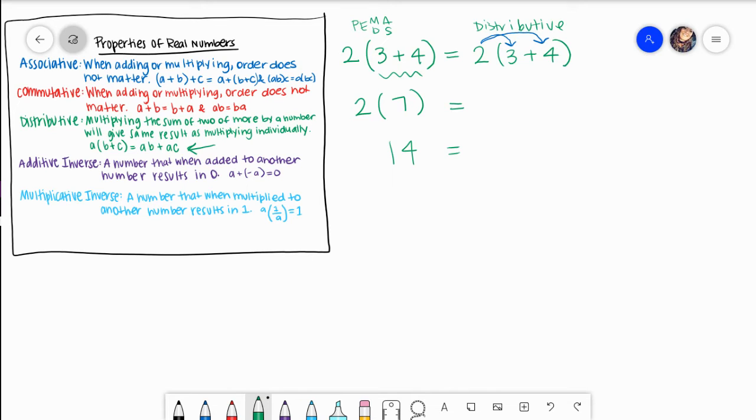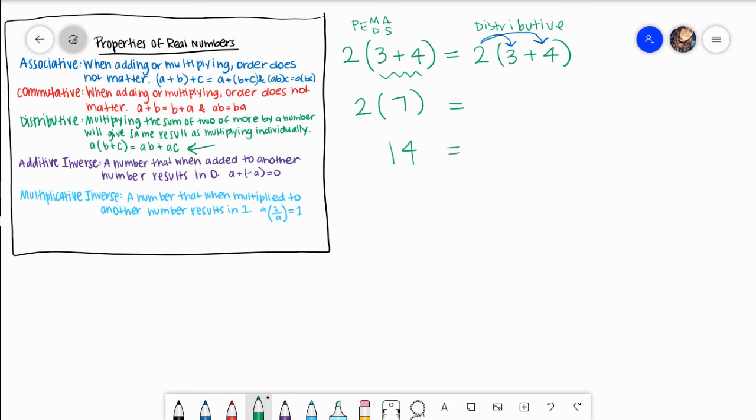Now, when I think of distributive, I honestly can't help but think of Amazon and how they distribute packages to people. So if you notice, Amazon is the number 2. It has things that number 3 and number 4 ordered, and it's actually going to distribute it to 3 and 4. 3 and 4 are both going to get multiplied by 2.